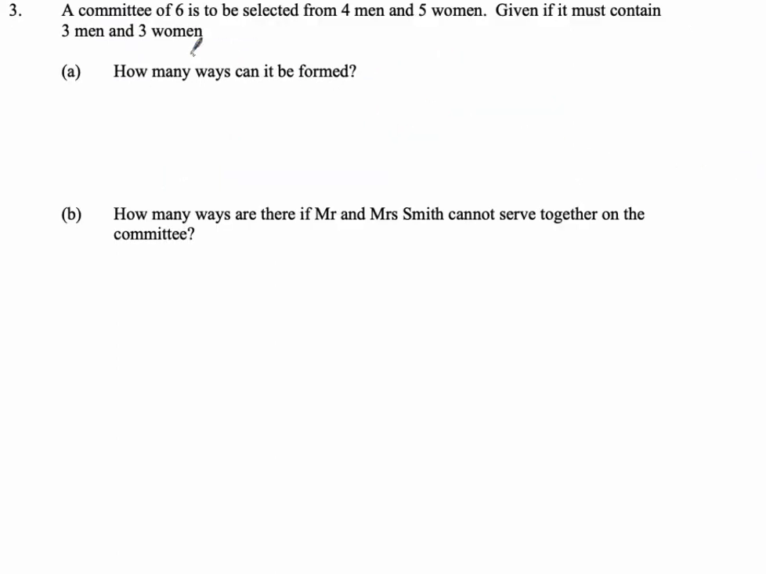Okay, in the next example, we have a committee of 6 to be selected from 4 men and 5 women. Given it must contain 3 men and 3 women, how many ways can it be formed? Well, there's 4 men, and we want to choose 3 of them, so that's 4 choose 3 ways to choose the men, 5 choose 3 ways to choose the women, and you just multiply these two together, and you get 40.